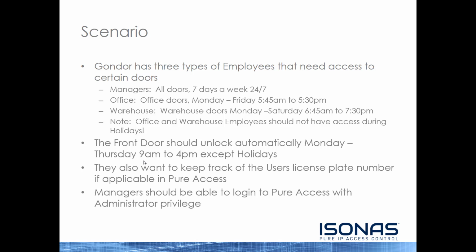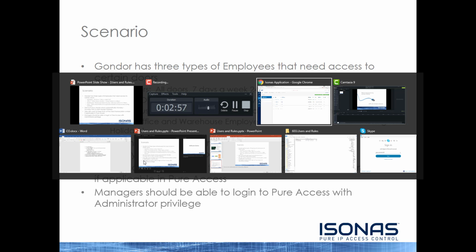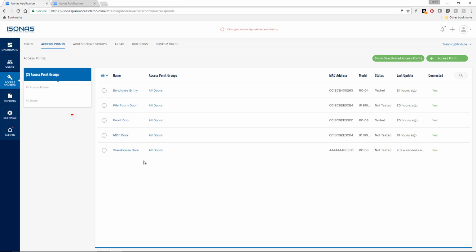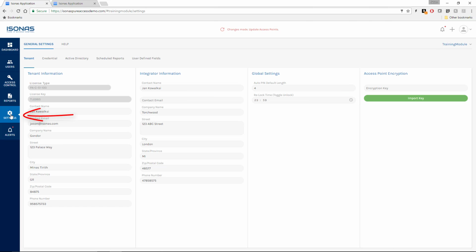So let's go ahead and create that UDF right now. That way when we're creating our users, we can just input that UDF in at the same time and we don't have to duplicate our efforts. So let's go back to Pure Access. We're going to go to Settings, and then we're going to go to the User Defined Field menu.